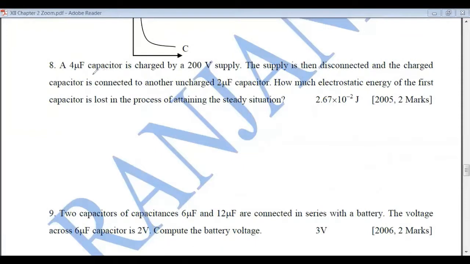Question number 8 is a 4 microfarad capacitor is charged by a 200 volt supply. The supply is then disconnected and the charged capacitor is connected to another uncharged 2 microfarad capacitor. How much electrostatic energy of the first capacitor is lost in this process?